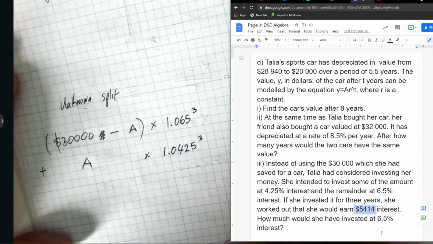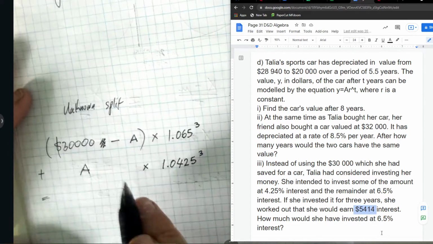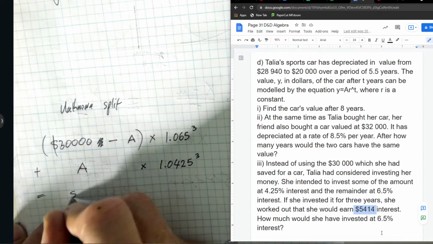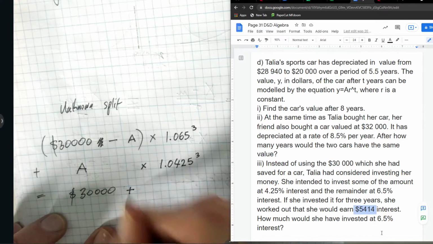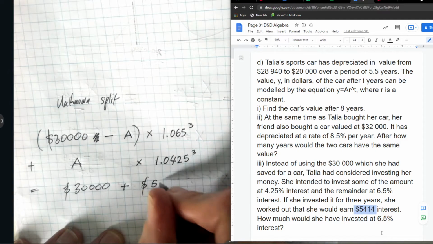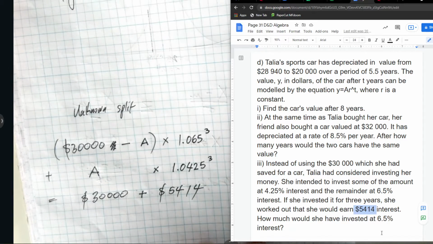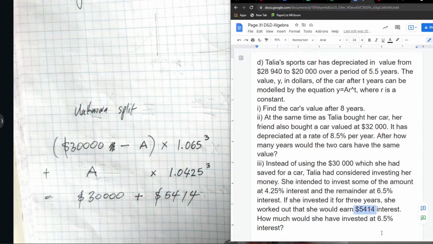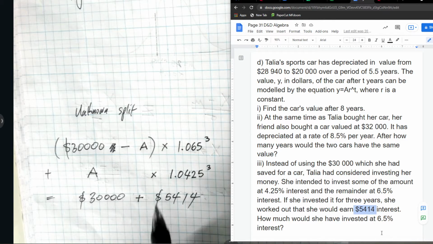Okay, and so what if we add those together, we will get our 30 grand plus the interest that she earns, 5414. Yeah, I can never decide if it's better for me to show my problem solving on camera or to show you a clear explanation on camera. I think in this case it might be clear enough.